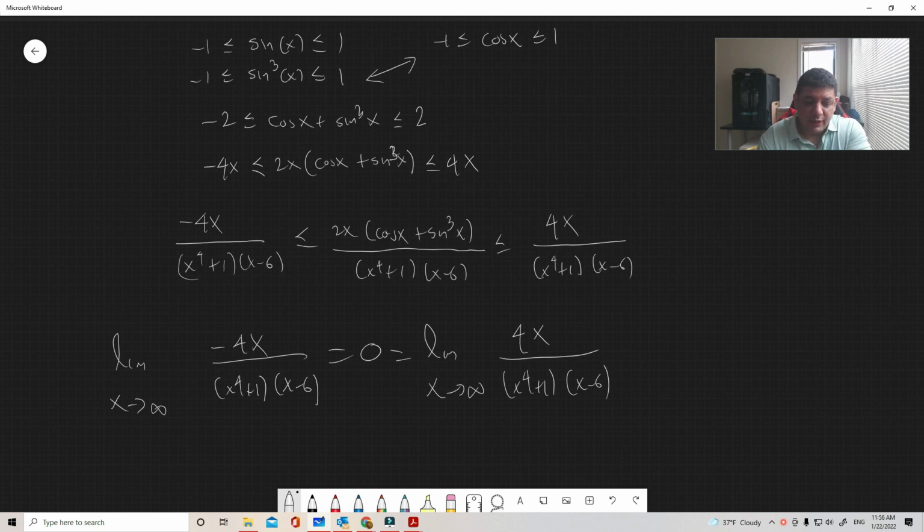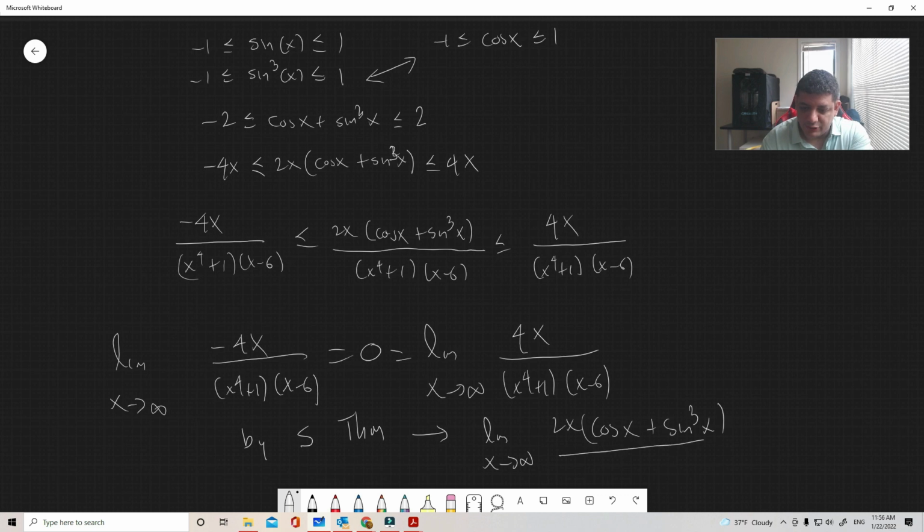But now, because we had this, by the squeeze theorem, we have that the limit of whatever is in the middle is actually going to 0 as well. And that is the end of the example.